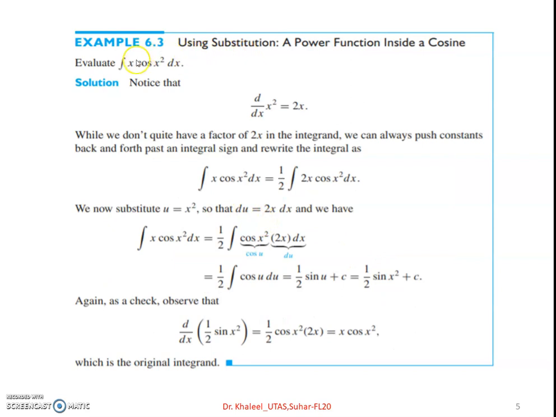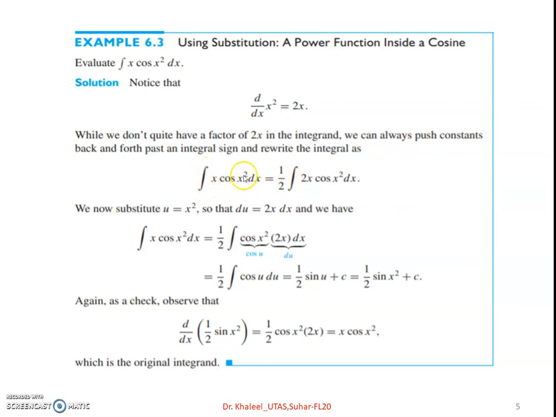Another example: now we integrate x cos x square dx. If you look very carefully, the derivative of x square is 2x, but here I have x. So I will take 2 extra here, and to cancel that, I will divide by 2.